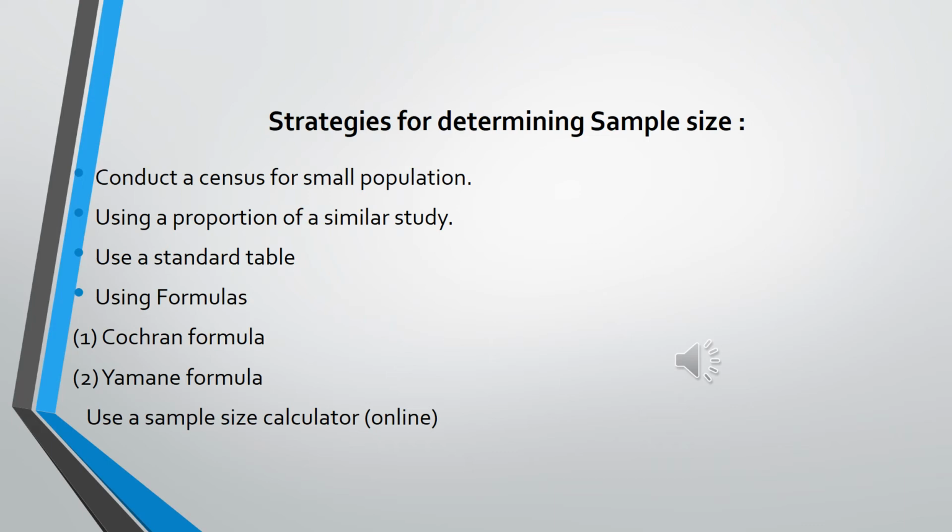There are certain formulas also from which we can determine the sample size. One of the formulas is the Cochran formula, which will be used for the infinite population. The other is the Yamane formula for the finite population. And these are the manual methods of calculating sample size through these formulas. We can also go for online sample size calculation through software, that is OpenEpi, or through a WHO calculator.